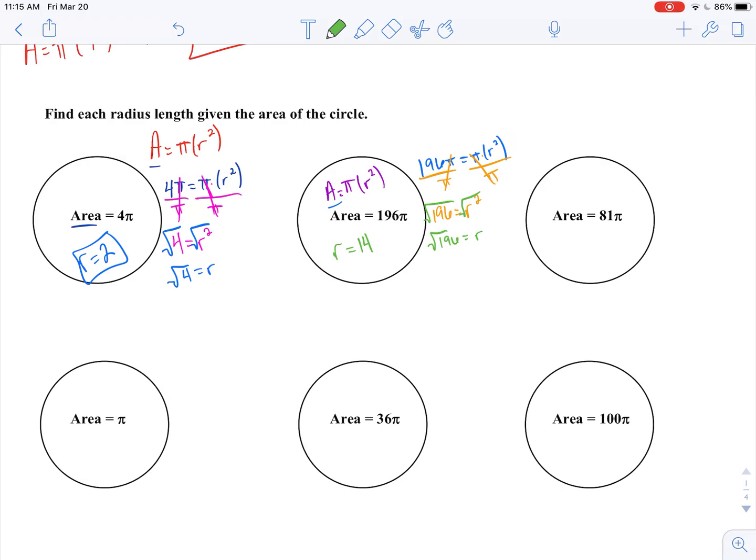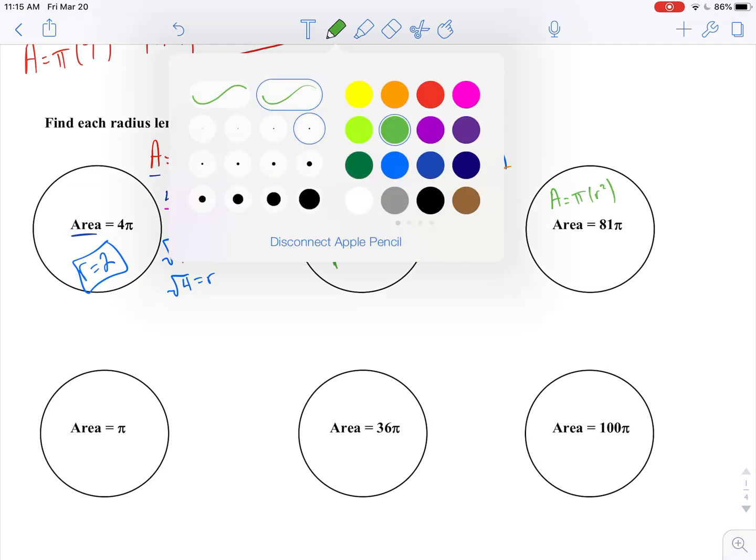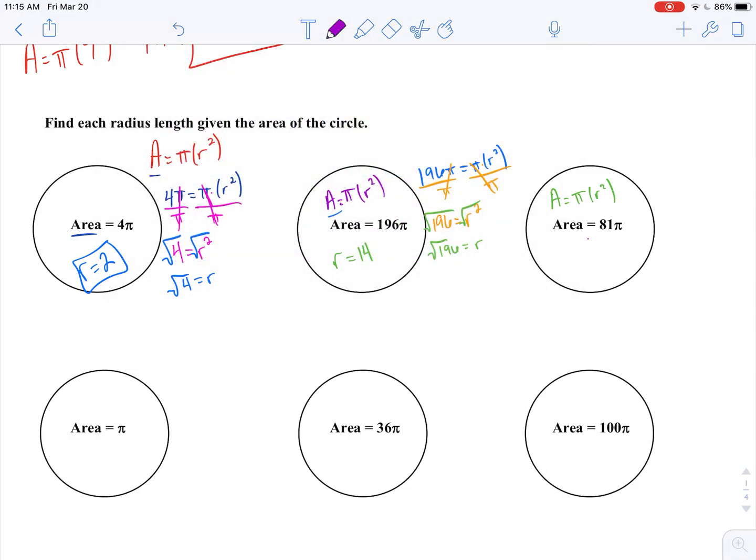And then we'll do a couple volume and we'll call it a day. So finding each radius length here given the area. So area is pi times r squared. Now, where am I going to substitute in the area into my equation? Where would the area go in there? Well, area should go in the area spot. So 81 pi equals pi r squared.